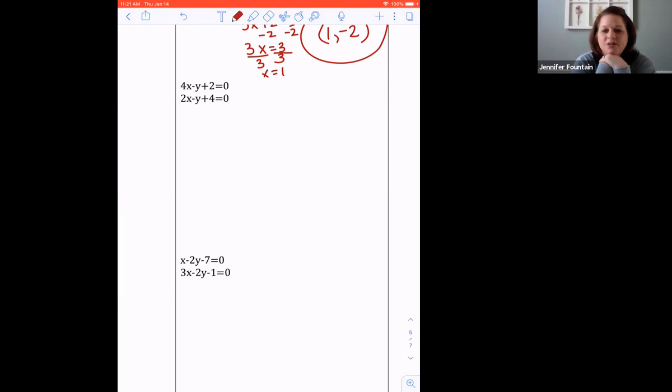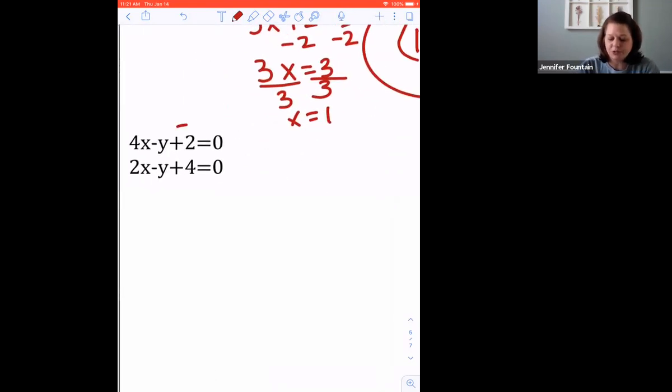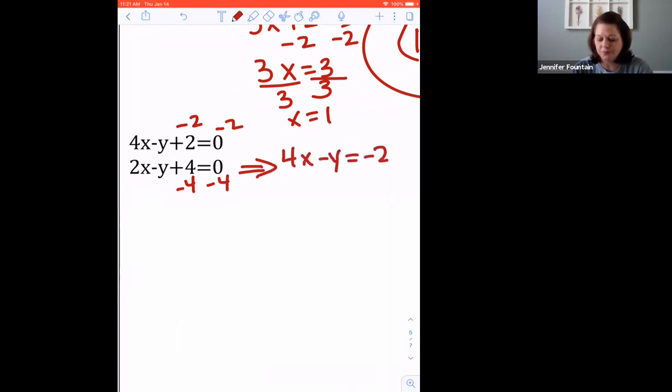All right, we're going to get started on this. So remember, step 1 is to go ahead and put it in standard form. So I would need to subtract 2 from each side, subtract 4 from each side. So to write this in standard form, I have 4x minus y equals -2, 2x minus y equals -4.